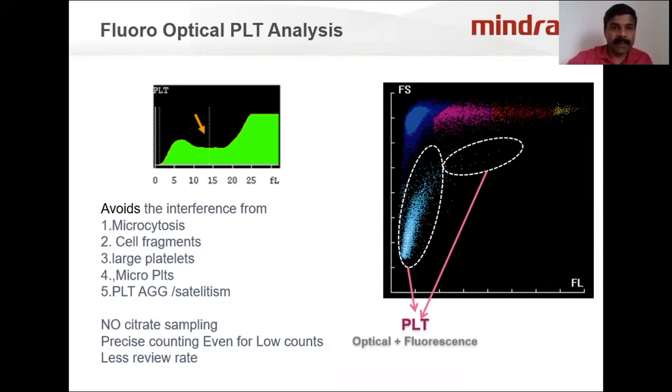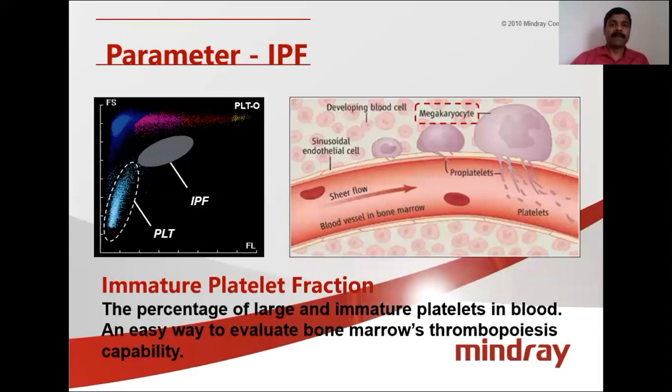We will be heating the platelet sample, and then only the analysis will be done in this channel. This will reduce the platelet aggregates, and the platelets will be measured directly. So coming to the next parameter, which is the IPF. This parameter has been very well discussed over the last 5 years. It is the ratio of large and immature platelets to the total platelets.